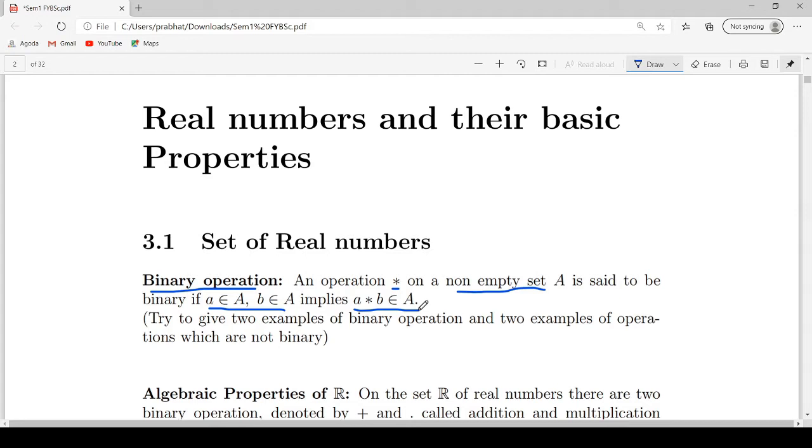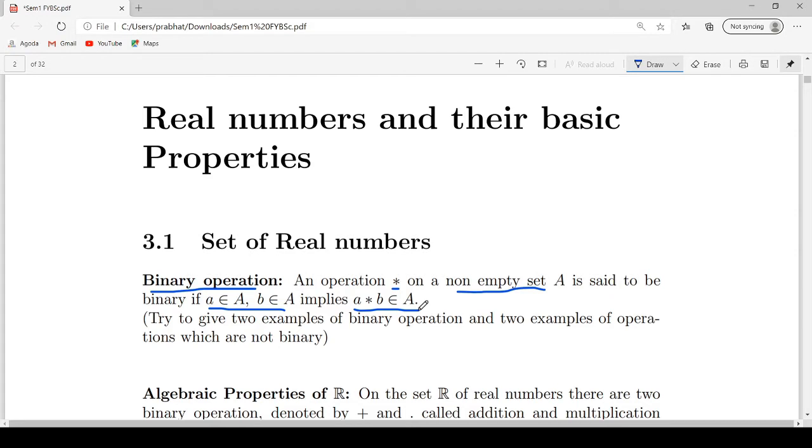But if you take division and your set A as the set of integers only, we know that division of two integers need not be an integer. For example, you consider 1 by 2. 1 is an integer, 2 is an integer, but 1 by 2 is not an integer. Therefore, we can say operation division is not a binary operation on our set of integers.